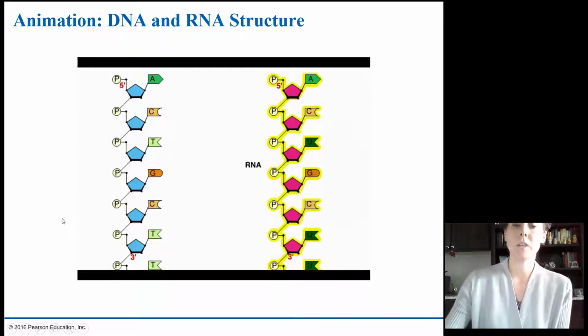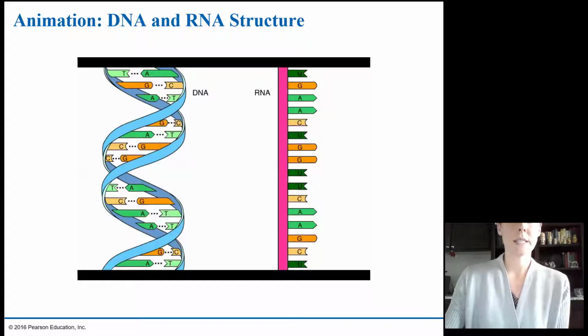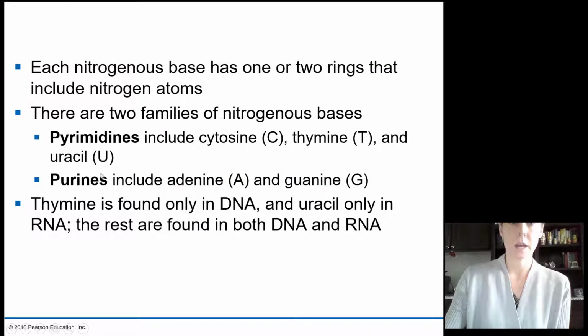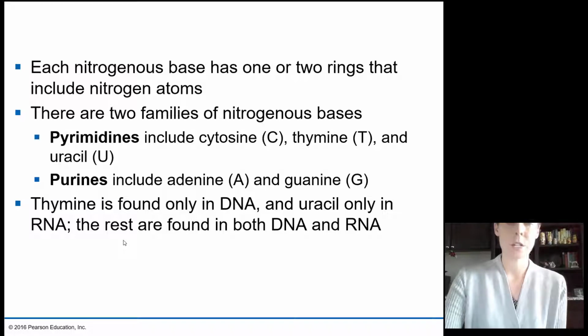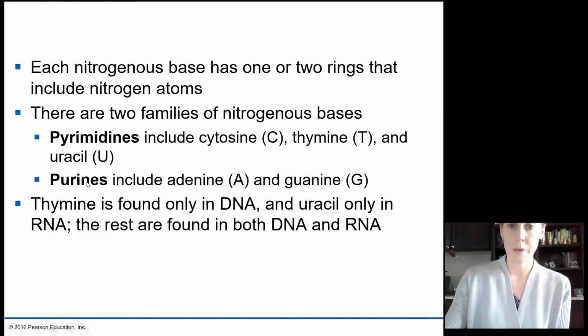Okay, I'm going to stop that video there. That was a lot of information that we haven't really covered yet, right? But we did say that each nucleotide consists of a nitrogenous base, a pentose sugar, and 1 or more phosphate groups. Each nitrogenous base has 1 or 2 rings that include nitrogen atoms, so it's either going to be a pyrimidine or a purine. Pyrimidines are cytosine, thymine, and uracil, and purines are adenine and guanine.